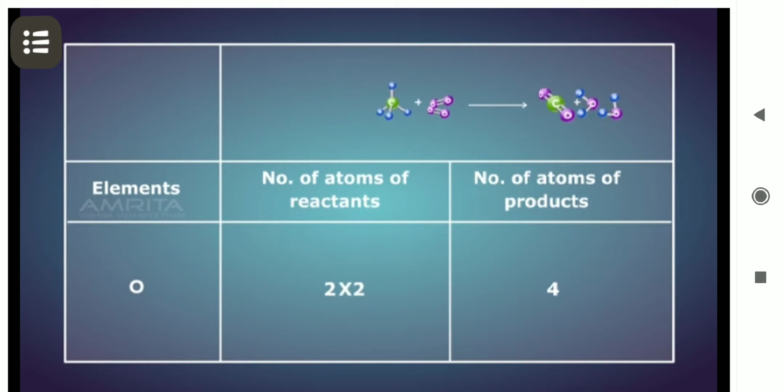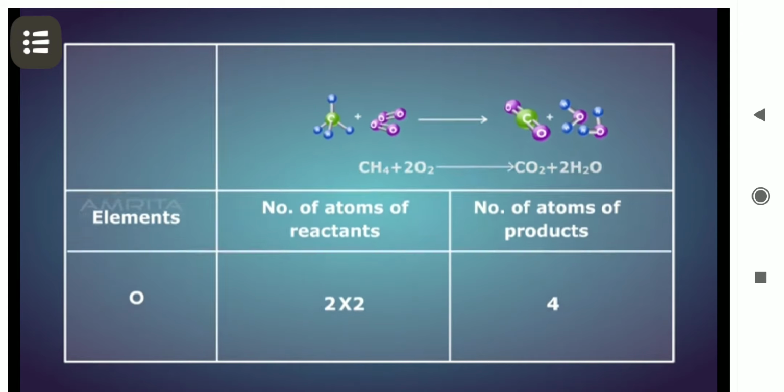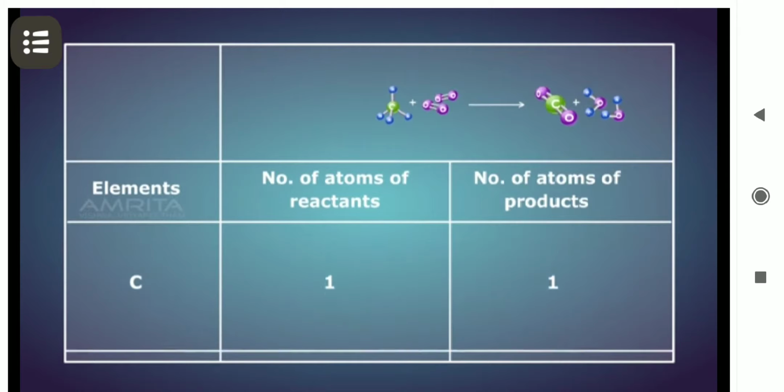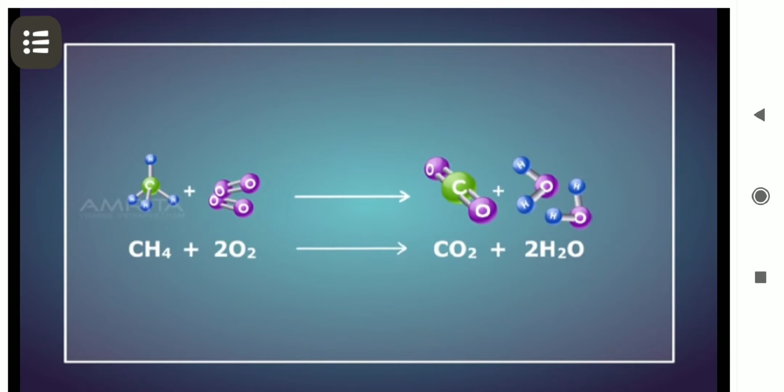That will balance the equation. Let's see what has happened. Now the equation is CH4 plus 2O2 gives you CO2 plus 2H2O. The equation seems balanced, but what about the carbon atoms on both sides of the equation? As such, the count of the carbon atoms on both sides is equal. Finally, we have the equation as CH4 plus 2O2 gives you CO2 plus 2H2O. Now the equation is balanced.